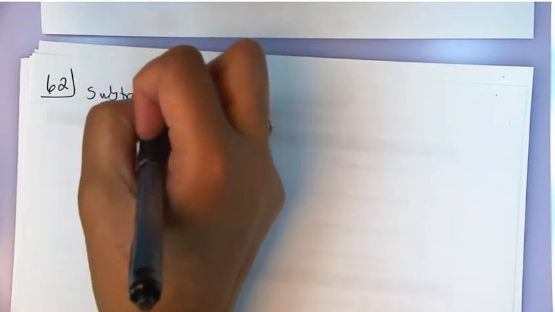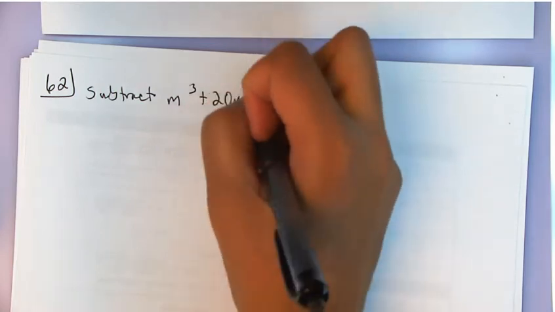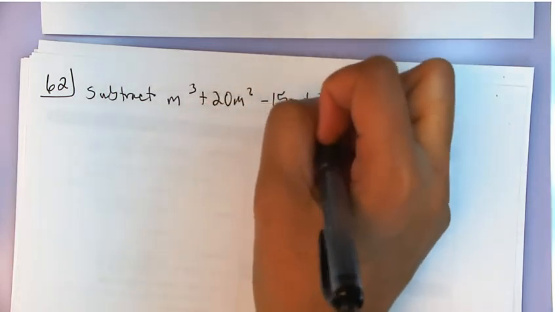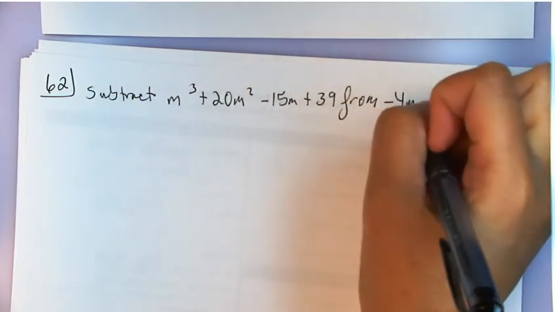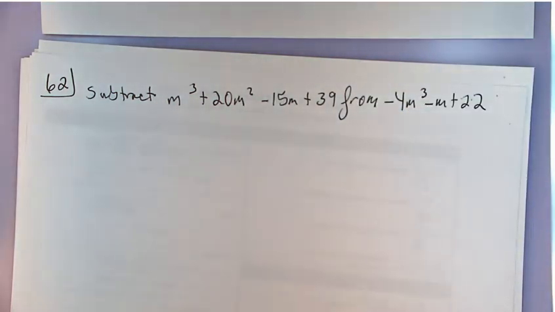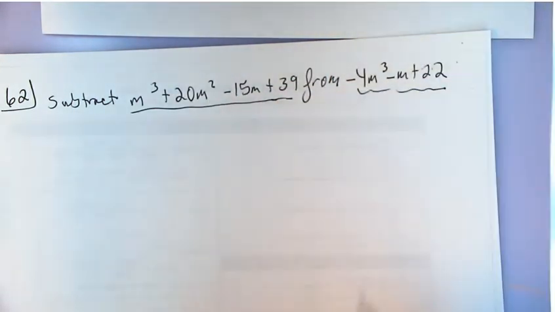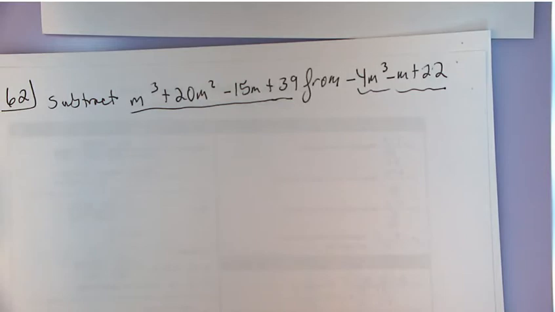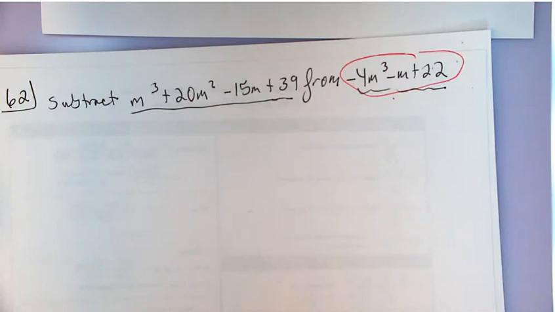It says subtract, I'm going to write it out on purpose, m to the 3rd plus 20m squared minus 15m plus 39 from minus 4m cubed minus m plus 22. Because I'm subtracting this blob here from this blob there, which one goes first? This goes first because I'm taking it from the minus 4m cubed minus m plus 22.